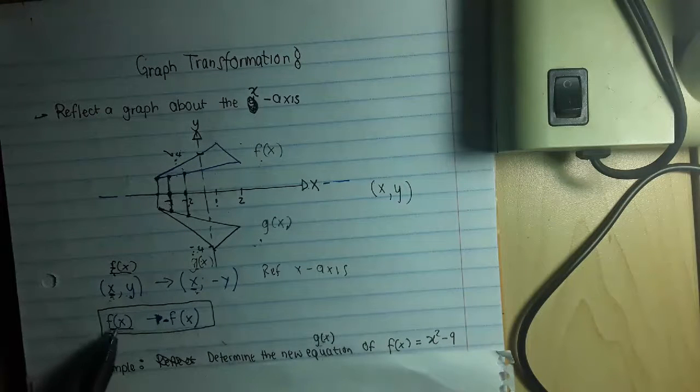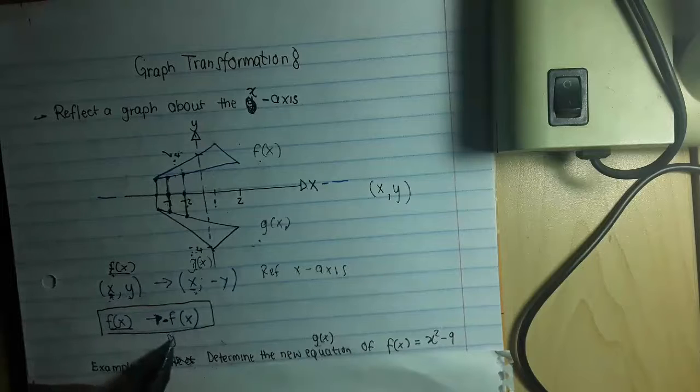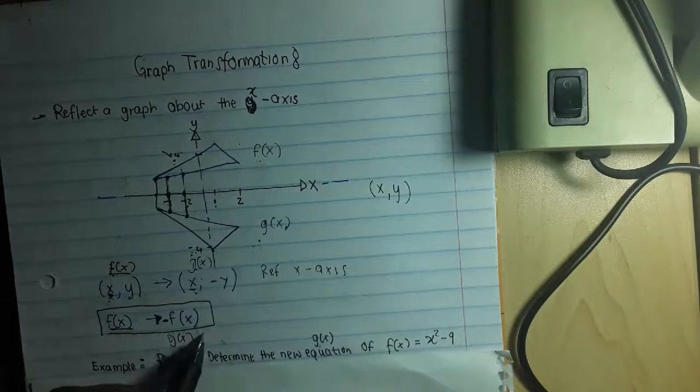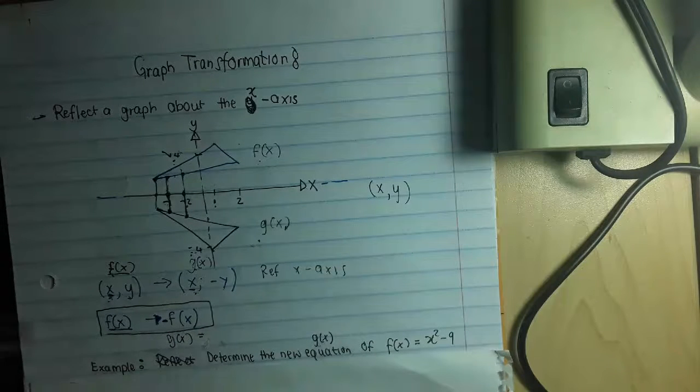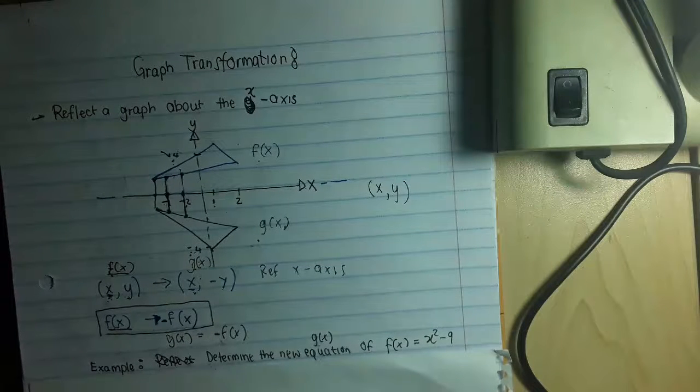So whenever we are given a graph f of x and we are asked to reflect it about the x-axis, what we need to do is name a new graph g of x, and make it equal to that old graph, however negative on the y value.